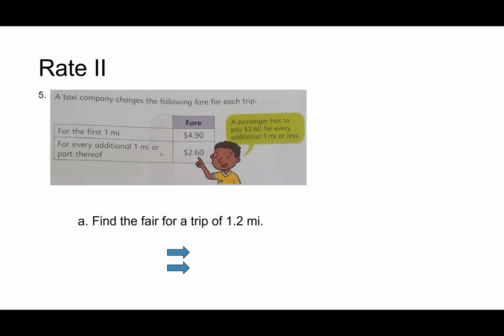So what are we going to pay for the first mile? What are we going to pay for the first mile, guys? Look at your chart. Lucy Cole. Yep, 1 mile costs $4.90. How much do we have left over in our trip, Rajveer? Yep, and how much is that an extra 0.2 miles going to cost, Rajveer? $2.60. So what do we need to do to find the full fare? Michael? Yes, we're going to add $4.90 and $2.60.